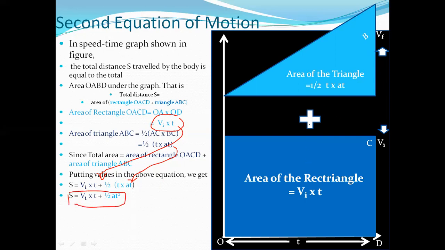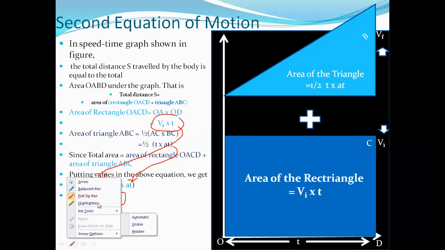So if we add them up, we will get the total area or total distance covered by the body from point A to point B, which is S is equal to Vi T plus half A T square, where Vi is the initial velocity, T is the time taken by that body, and A is the acceleration. So this equation is the second equation of motion.